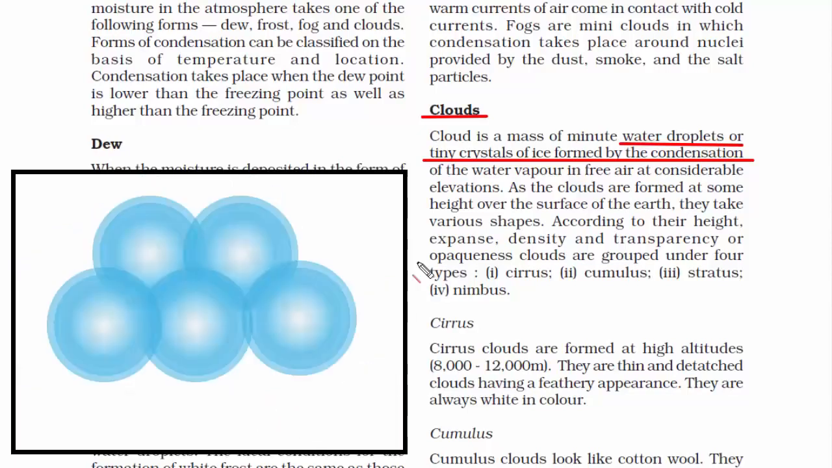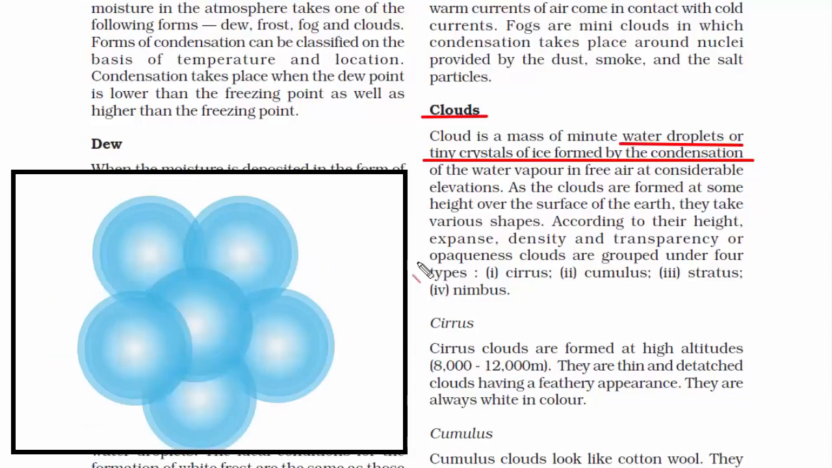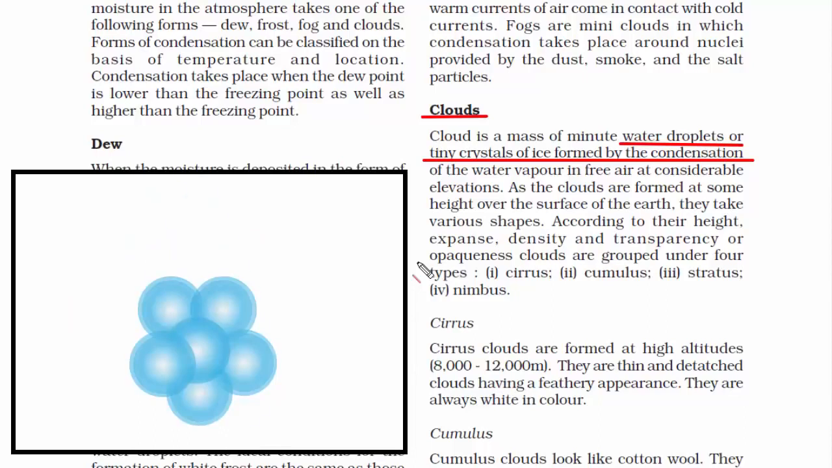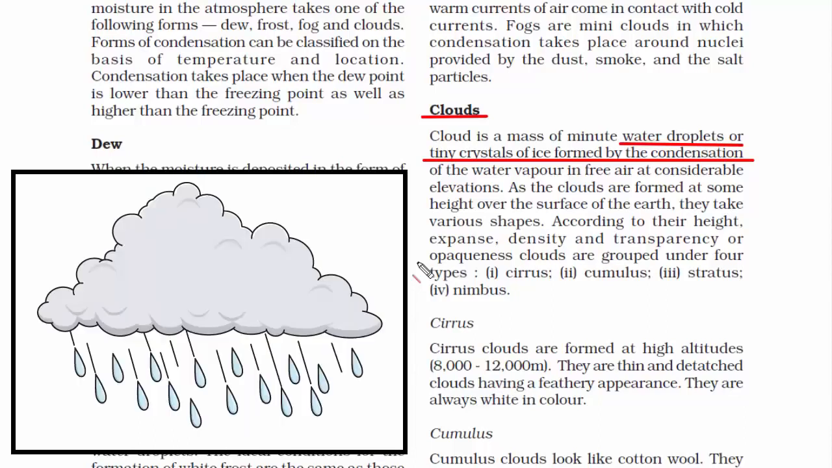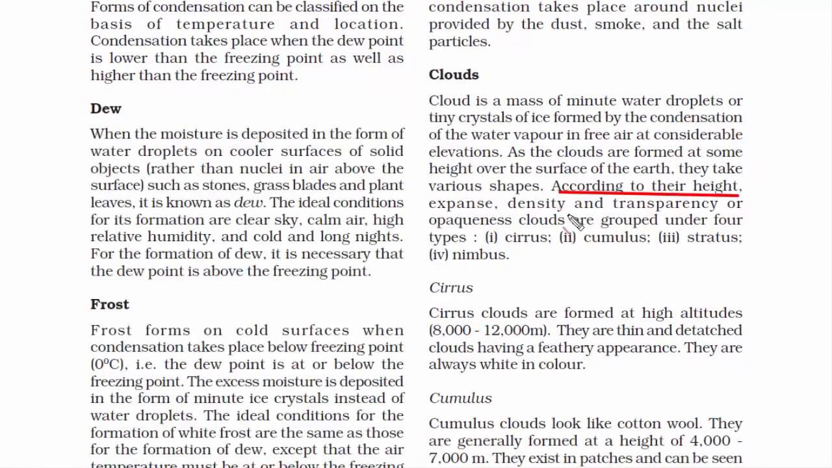Now these cloud droplets are so small that they float in the air as a cloud. And when these cloud droplets combine to form larger drops or crystals, they become too heavy. And due to gravity, these droplets gradually fall from the sky as rain. Now based on height, size, density and transparency, clouds are grouped under 4 types. Let's get to know each one of them.